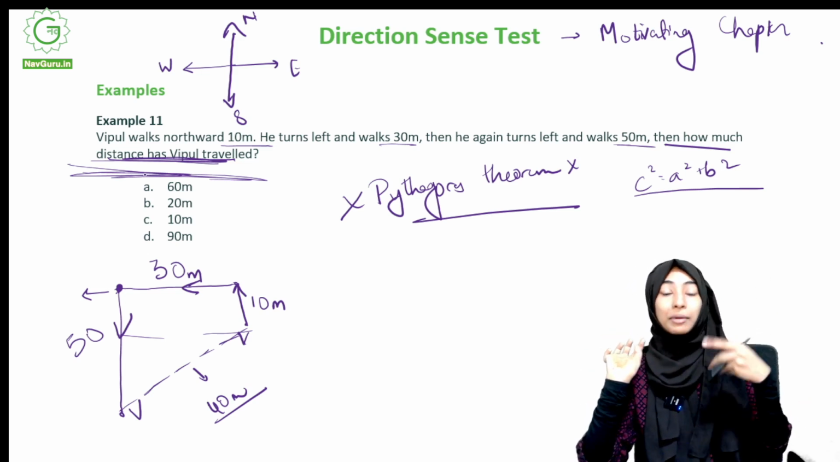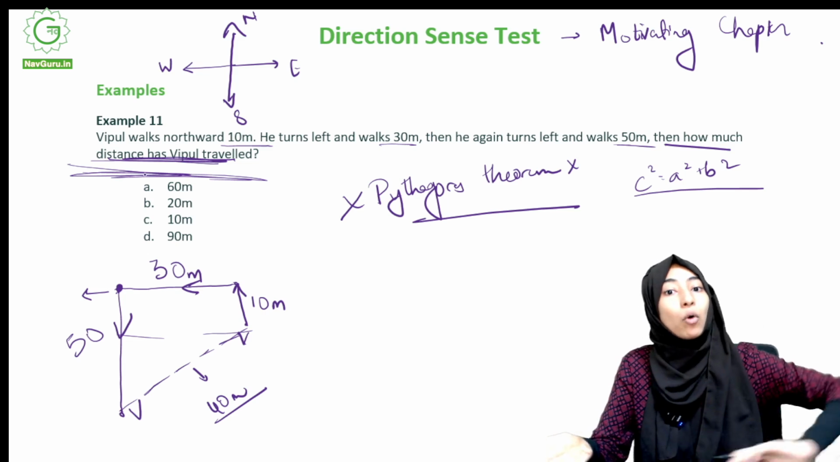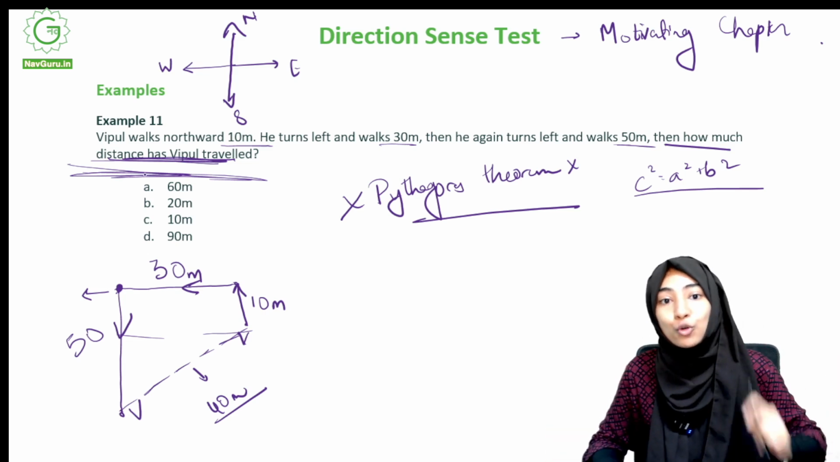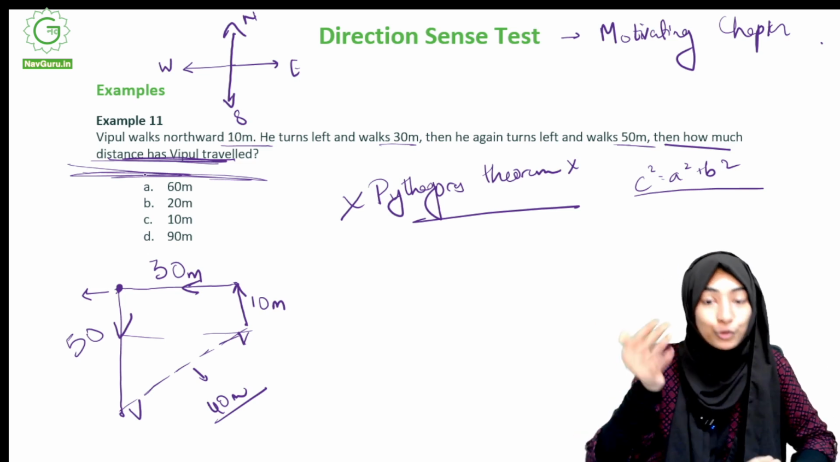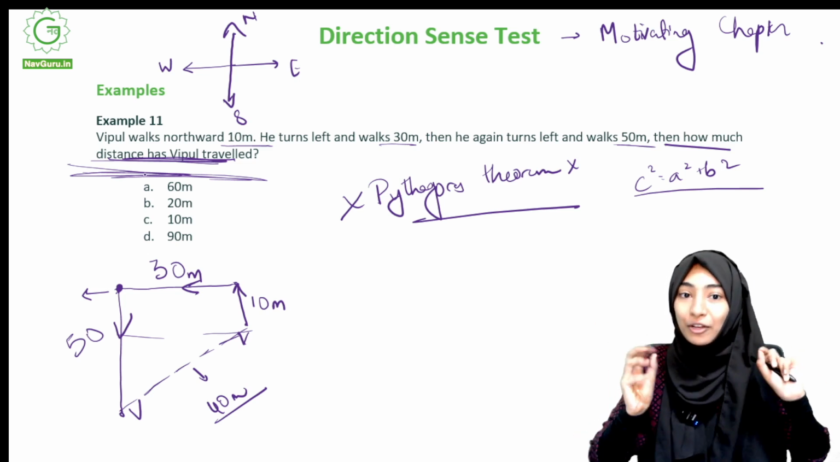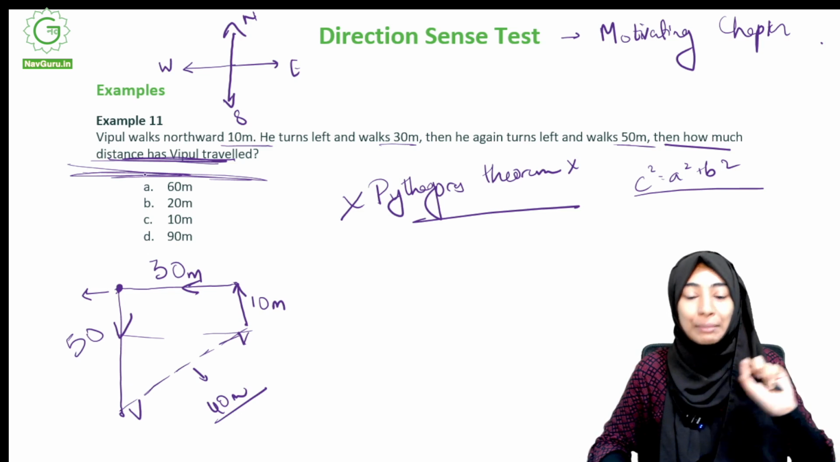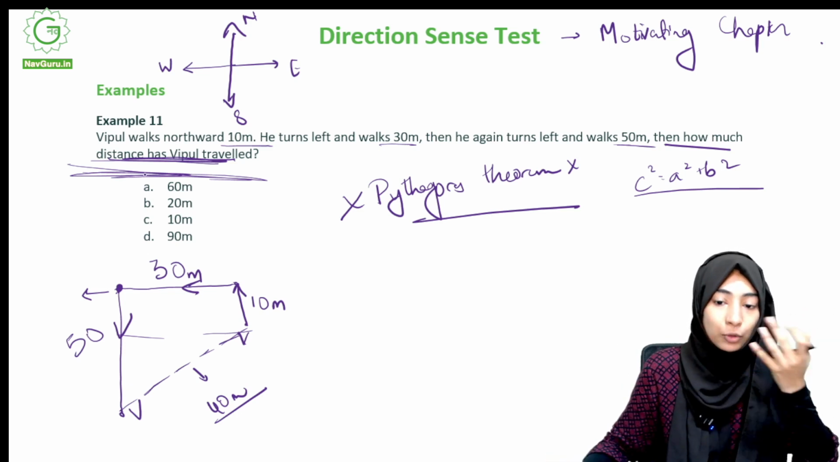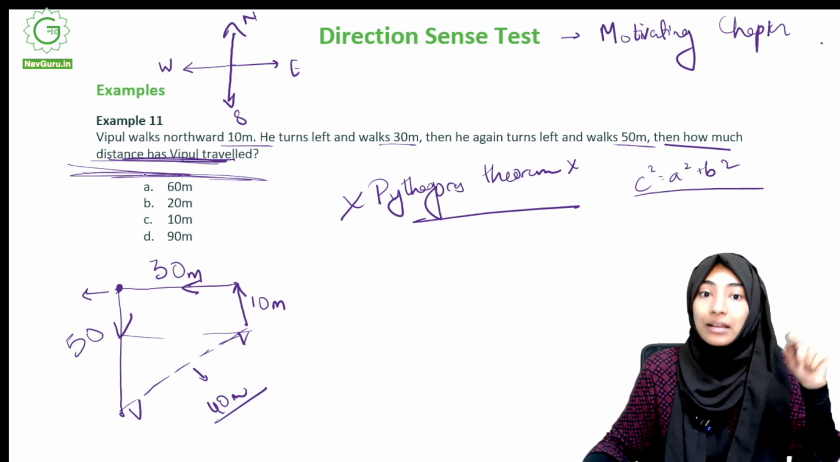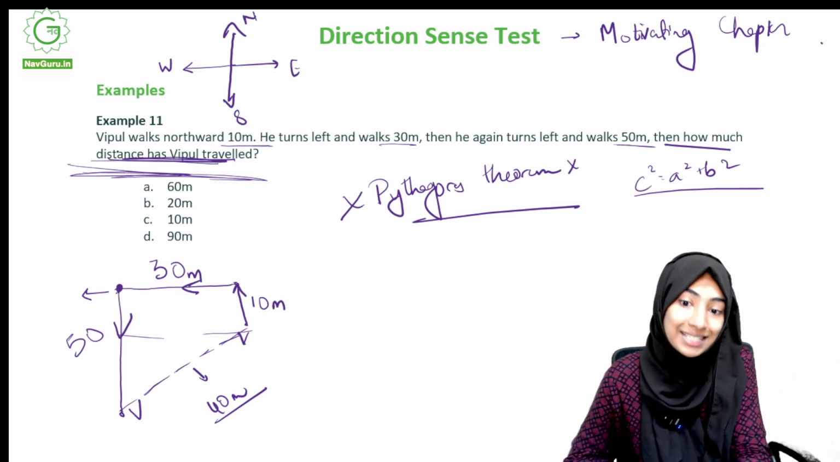You have to do that, because this poor Vipul, he walked so much, and if you just go to him and say, you know what, you only walked for 40 meters, he'll feel very insulted because he took so much time, he walked so much. You cannot belittle that, right? He did so much work. You have to congratulate him for that, and also tell him the actual distance. So how much distance has Vipul traveled?